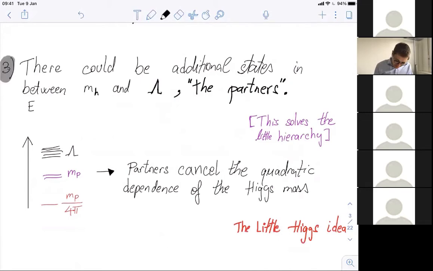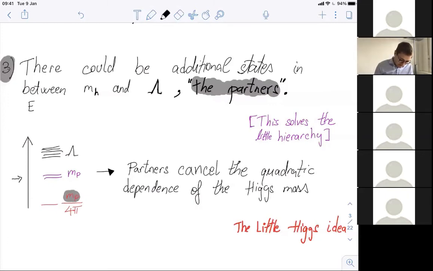In particular, you can have some states which are called the partners, the partner states. And these stick in between the compositeness scale and the Higgs mass. And these states, just like stops in supersymmetry, contribute to the Higgs self energy, to the Higgs mass, and they cancel the contribution from the top quark. So there will be top partners, and there will be W partners. These partners will cancel the quadratic dependence that comes from the loops of tops and W. So in that setup, the Higgs mass is actually sensitive to the partner mass, so the Higgs mass in that setup will be related to the partner mass.